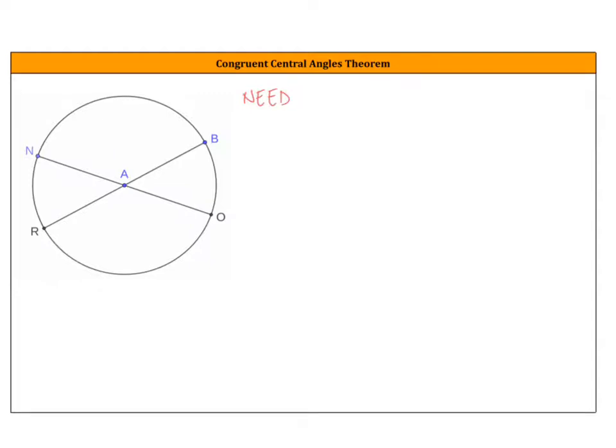So here's what we need. We have two options. Option number one is that we are working inside one circle, and I'll explain what that means in a moment. So that's option number one. Or option number two is that we are working with congruent circles.